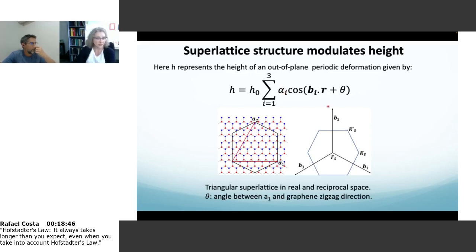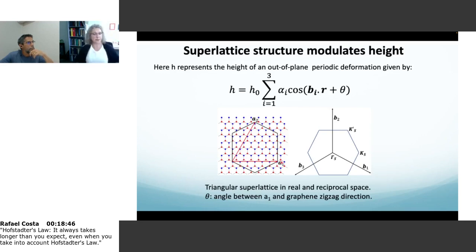And finally, we have this angle theta. So when I have two lattices and I put one on top of the other, I need to describe how they are aligned, the relative orientation of one with respect to the other. And the way that we chose the alignment is such that the value of theta corresponding to 0 degrees is when the two zigzag edges of the lattices are aligned. So when this a1 vector of the superlattice goes along the zigzag direction of graphene. When the graphene is rotated with respect to the substrate, this angle will change.